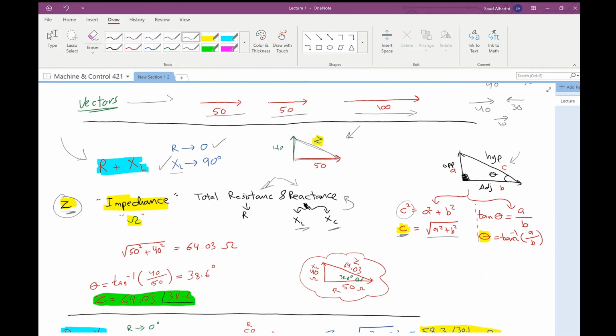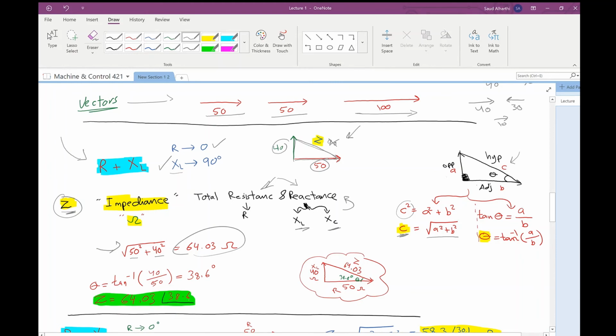So the impedance here will be the square root of 50 square plus 40 square, and we will get 64.03. So I cannot say it's 90. I cannot add them together. No, we have to use this equation.